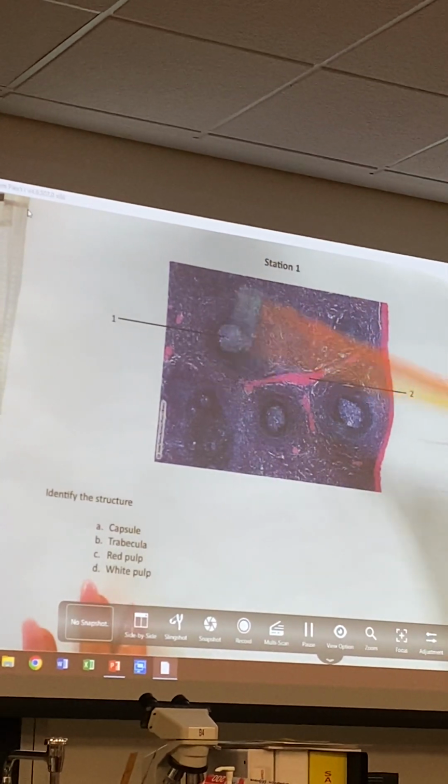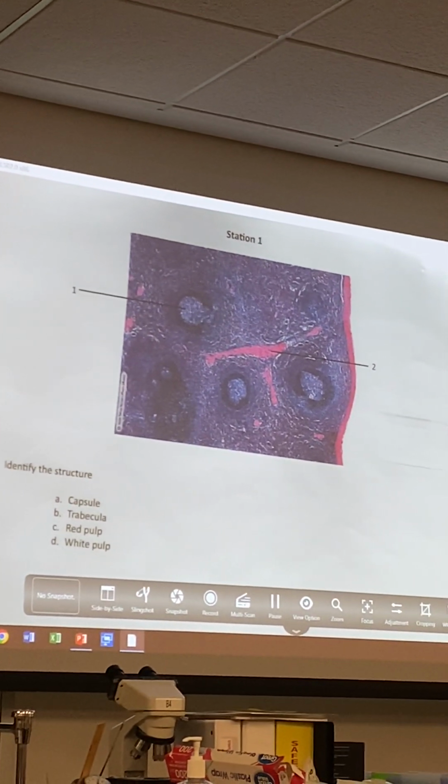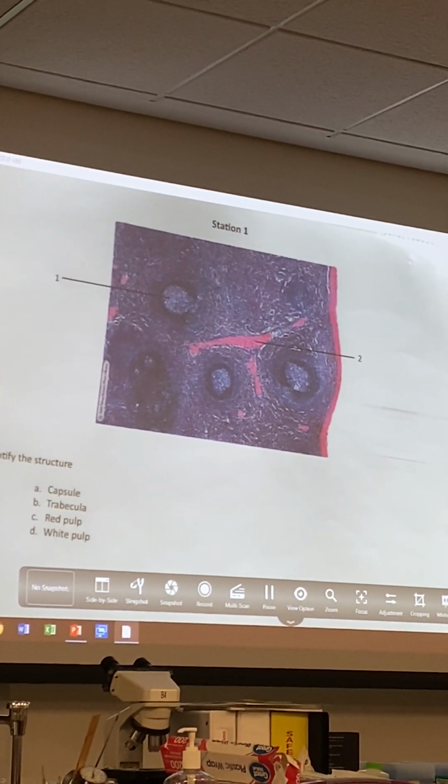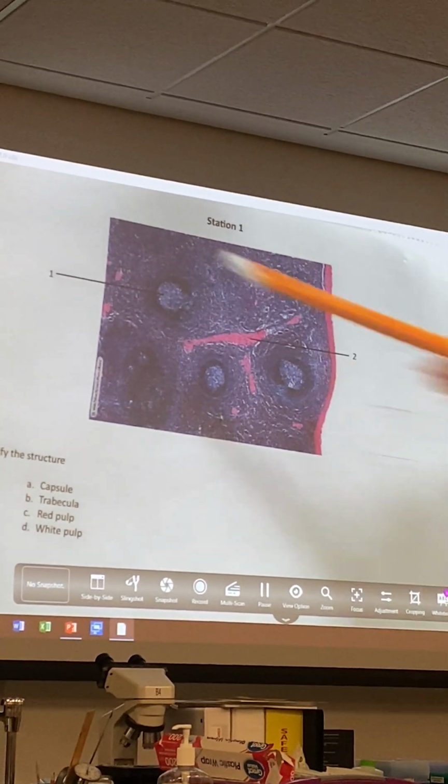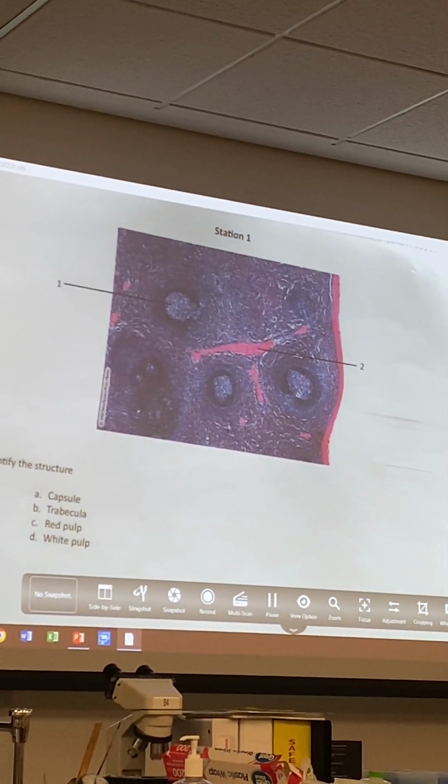So the little circles are going to be white pulp. That is where we have our white blood cells. That's the lymph node immune function of the spleen. And then 2 is going to be the trabeculae. Everything else is red pulp, right?